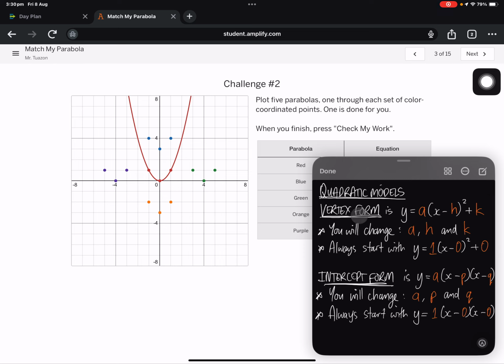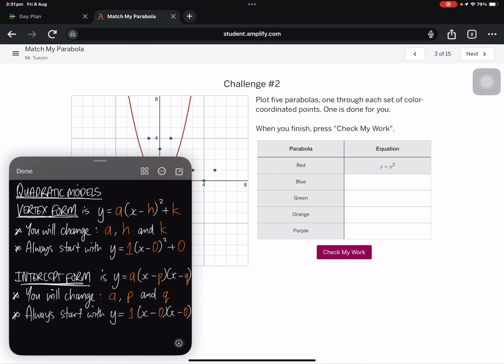One is vertex form. It looks like this: y is equal to a bracket x take h all squared plus k. And intercept form is y is equal to a bracket x take b bracket and x take q in brackets as well. So these are relevant to the different challenges that you need to do, because we're not doing the full maths and algebra to get you to understand them straight away. We're getting you to illustrate them using these activities.